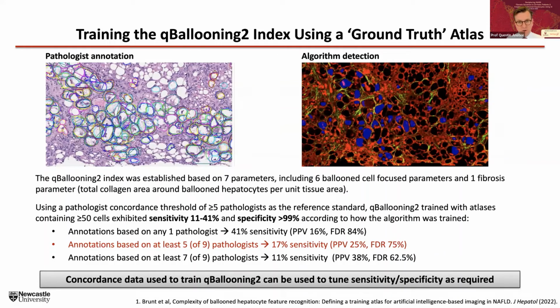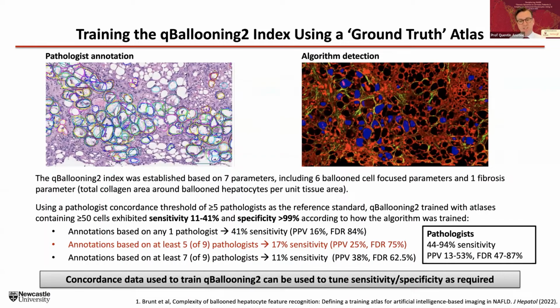So I'd suggest focusing more on the sensitivity here than the specificity. And annotations based on at least 5 of 9 pathologists gave a 17% sensitivity with a positive predictive value of 25%, as I've already mentioned. Now that compares very favorably, in fact, to the performance of human pathologists in this study, where sensitivity ranged between 44 and 94% and positive predictive value from 13 to 53%.